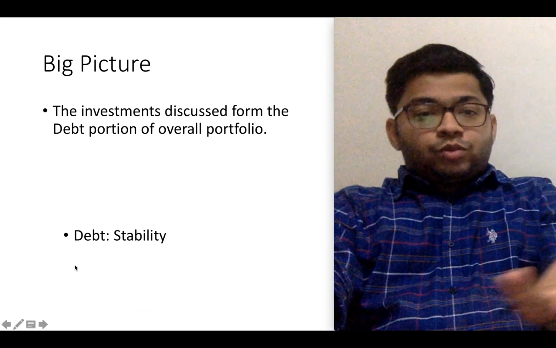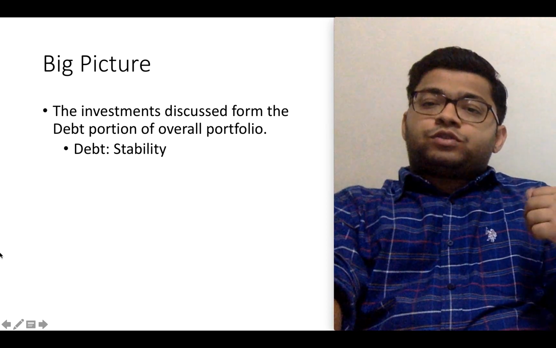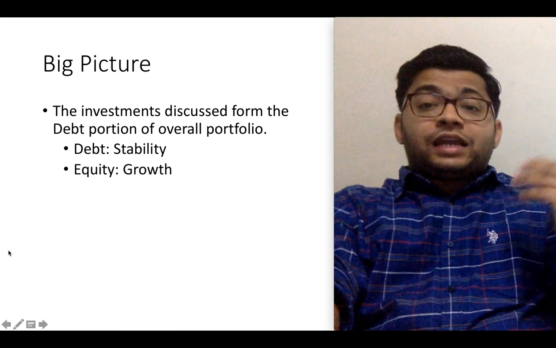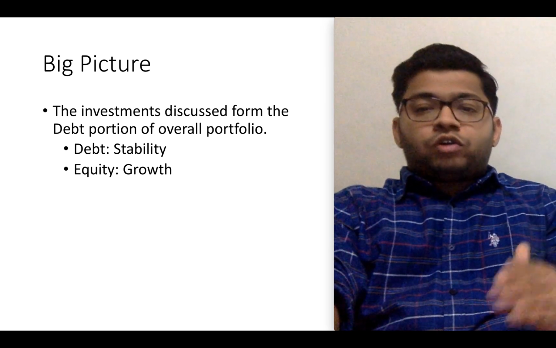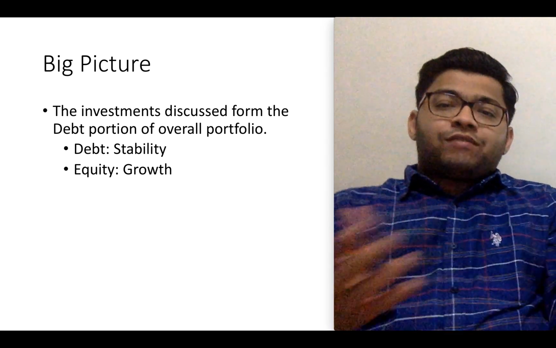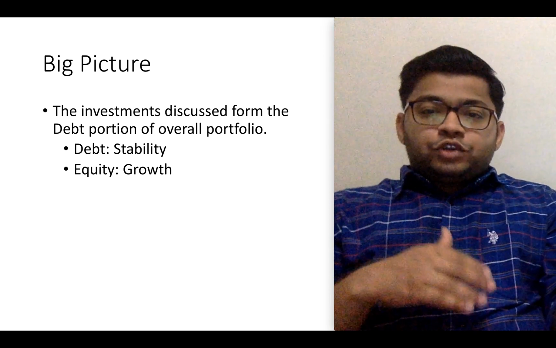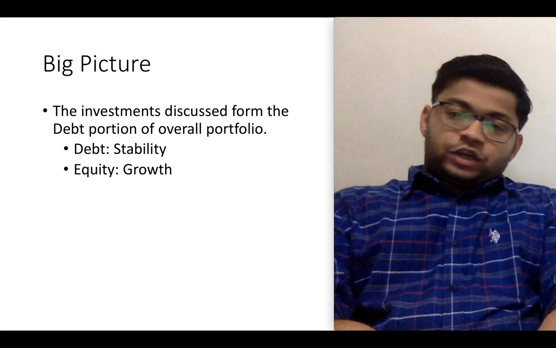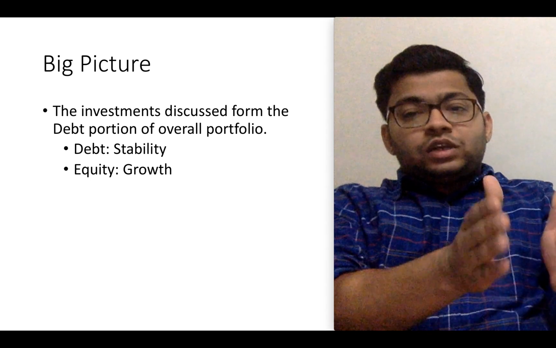Okay, so what do I mean by that? First of all, debt as an asset class is responsible for providing stability to your portfolio against what? Against equity, which is responsible for delivering growth or driving the returns of your portfolio. Let's say you have a 50-50 portfolio, which means that whenever you get, say, $1,000, $500 you put into debt, $500 you put into equity. So if you're doing that, this is only the debt portion.